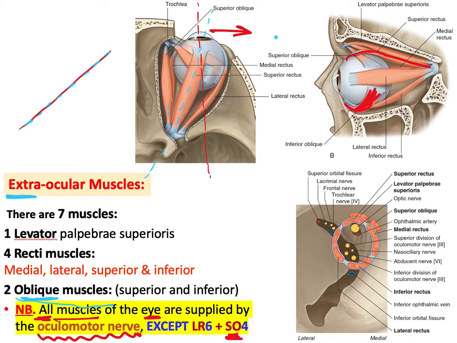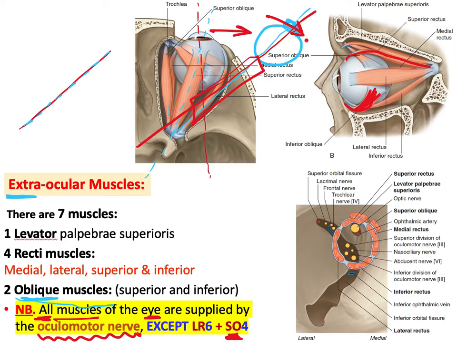Once the patient looks laterally, the eyeball now becomes like this. This is the cornea, and this is the axis of the eyeball, and this is the same axis of the superior rectus muscle. Now you isolated this muscle, right? That's why you ask him to look laterally. Now there is no difference between the axes.